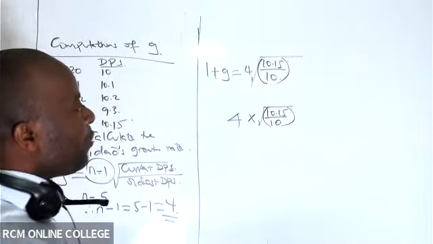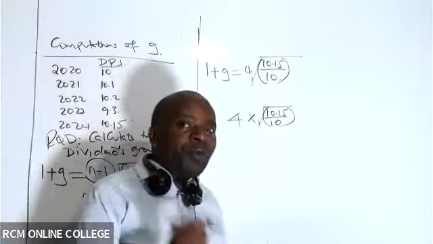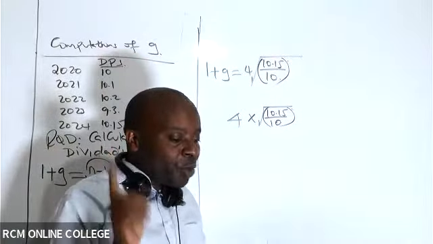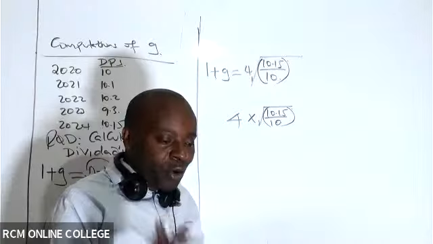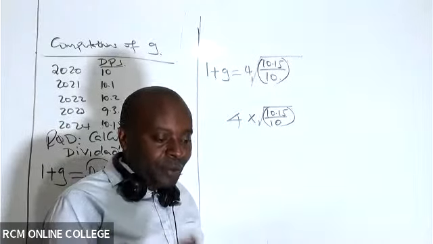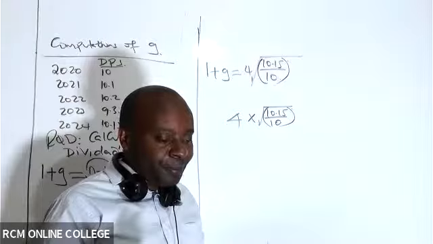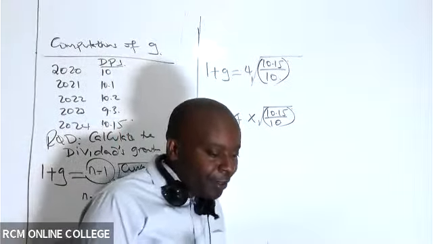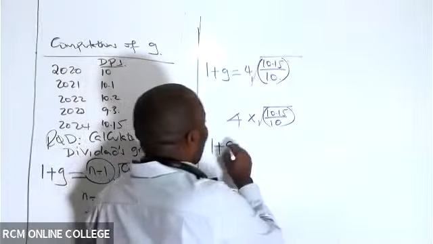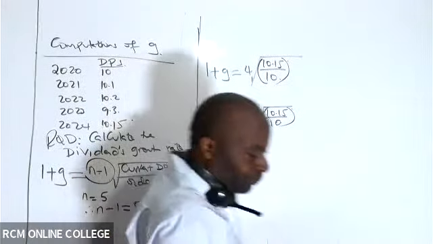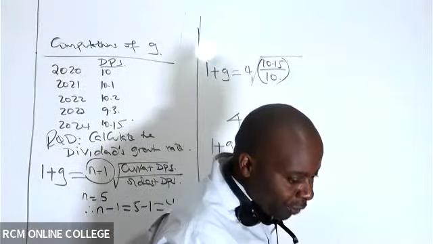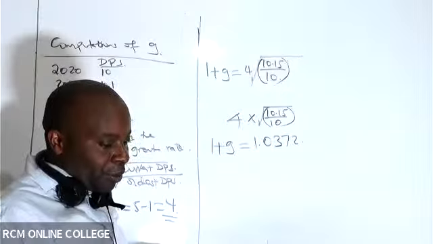So is there somebody who is able to give me this? Remember, if you're very keen, you will be able to see x root on the pad of your calculator. Kamau is giving me that 1 plus growth rate equals 1.0372. Is there somebody who is able to get this item to be 1.0372?